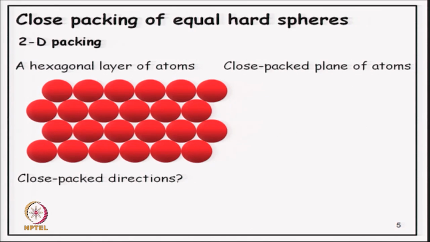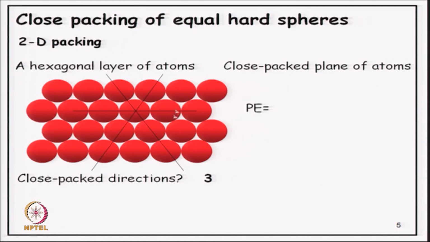Assuming our hard sphere model of atoms, I am using atom and sphere interchangeably. So, this is one direction, this is the other direction, and this is the third direction. Starting from any central atom, we have 3 directions in which atoms are closely packed. So, there are 3 close packed directions.